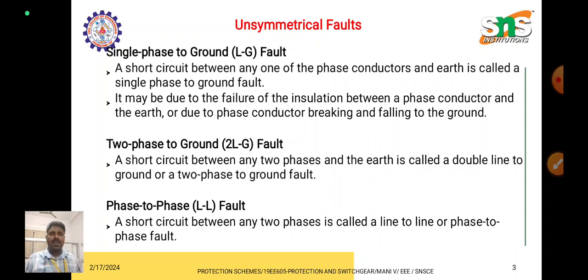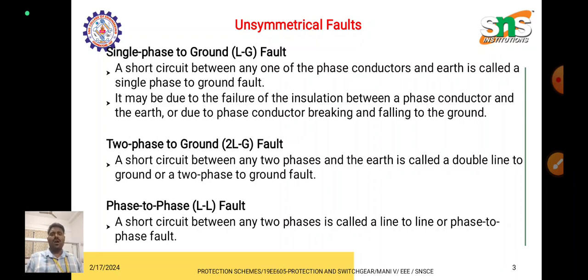But in an unsymmetrical fault, any one phase out of three is cut or disconnected and touches the ground. So it is a single phase to earth fault. It may be due to the failure of the insulation between the phase conductor and the earth, or due to the phase conductor breaking and falling to the ground. And the next one, two phase to ground.